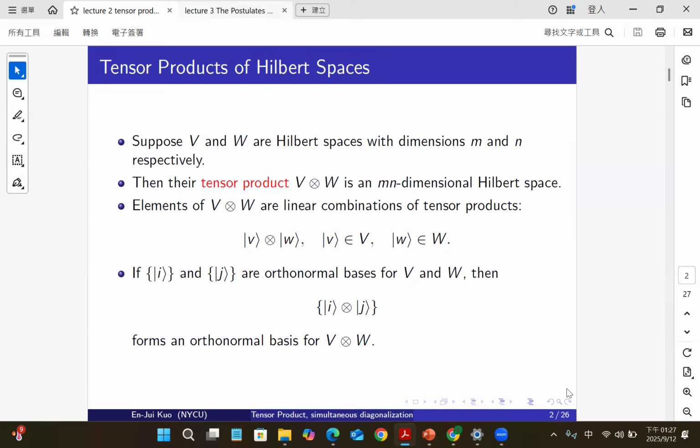Let me just go about this linear algebra. So this is the so-called tensor product. If I give you a Hilbert space, or basically two finite dimensional vector spaces, let's say one of dimension n and the other of dimension m, then you can define another vector space called the tensor product.